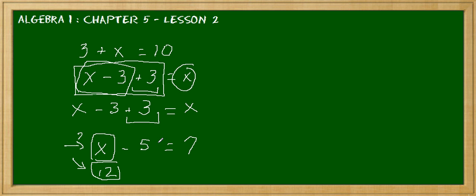Let's go to number 7. Write an expression for each of the following sets of operations. Multiply x by 2 and add 6 to the result. Well, if I multiply x by 2, that'll be 2x, and then I would add 6. So that would be the expression.